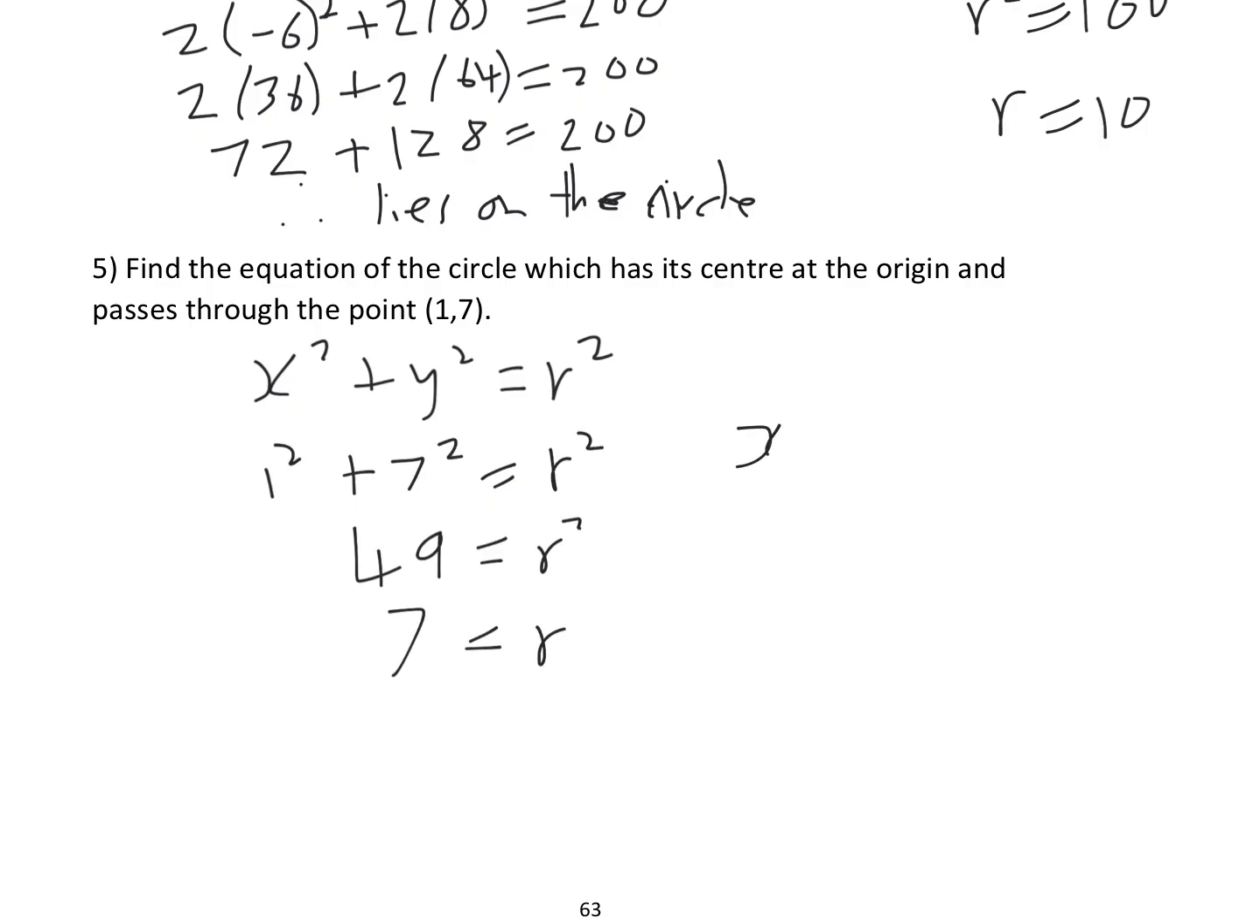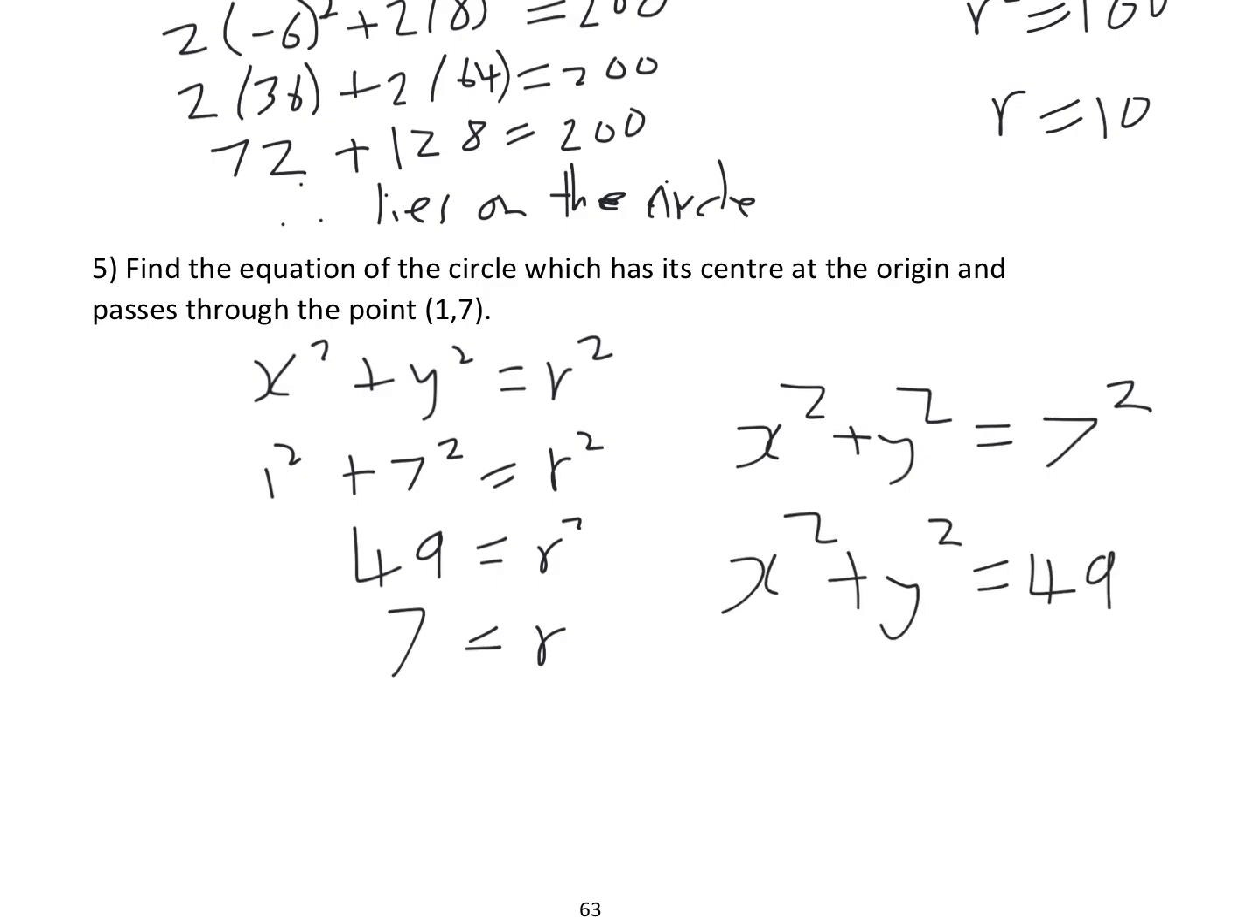So the equation of a circle has to be x squared plus y squared. And if the circle goes through 1, 7, the radius has to be 7. So the right-hand side of that equation would be 7 squared. So the equation of our circle is x squared plus y squared equals 49.